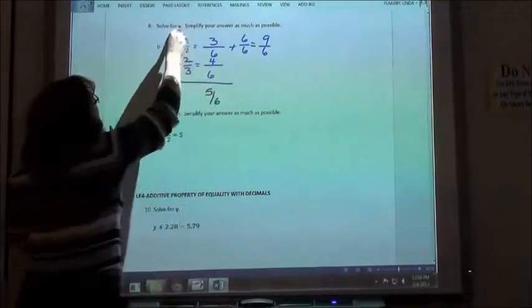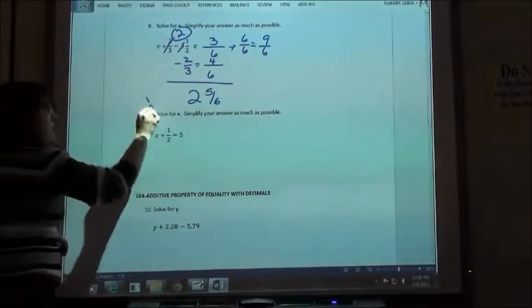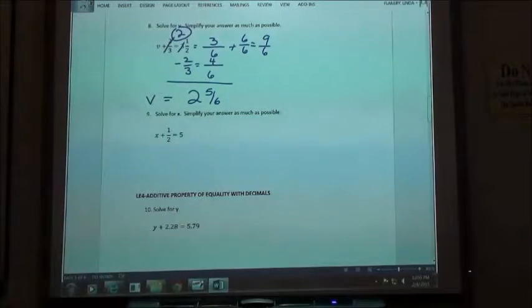Can't simplify that, but I still have this 2 up here, so 2 and 5/6 is what v is going to be equal to. See, we can't forget our first chapter we did. It keeps coming back.